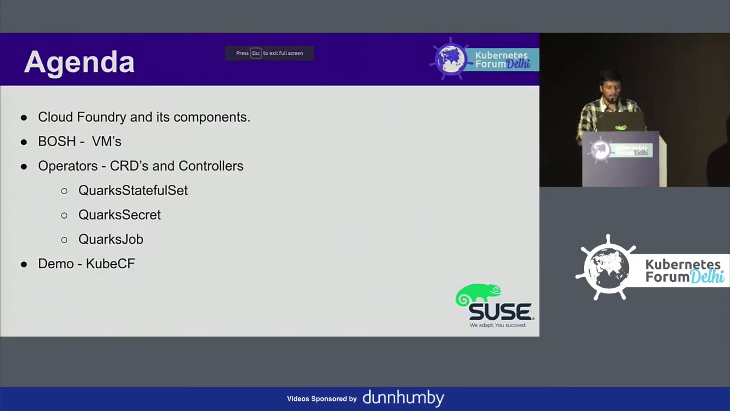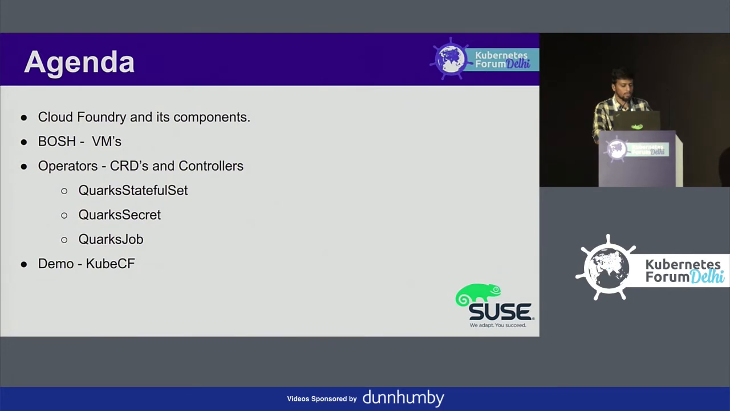Firstly, I'll be talking about Cloud Foundry and its components, and then I'll be covering BOSH, which is used to deploy the Cloud Foundry components on top of virtual machines. Later, I'll be talking about operators that we have created, that is Quarks StatefulSet, Quarks Secret, and Quarks Job. These operators are used for deploying Cloud Foundry components on top of Kubernetes, that is containers, instead of using BOSH, that is virtual machines. At the end, I'll be showing a demo about how to deploy an application on top of Kubernetes using Cloud Foundry. So the short form is KubeCF. KubeCF is nothing but the combination of all these operators.